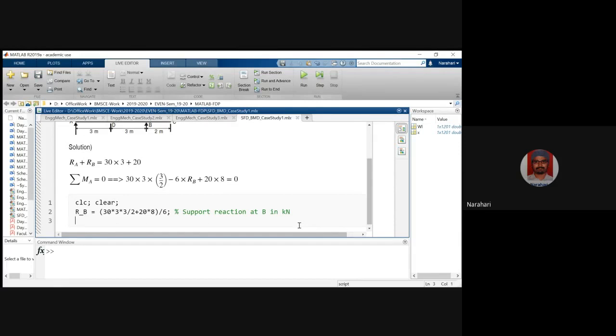So then RA, very simple. I can just say 30 into 3 plus 20 minus RB, right?